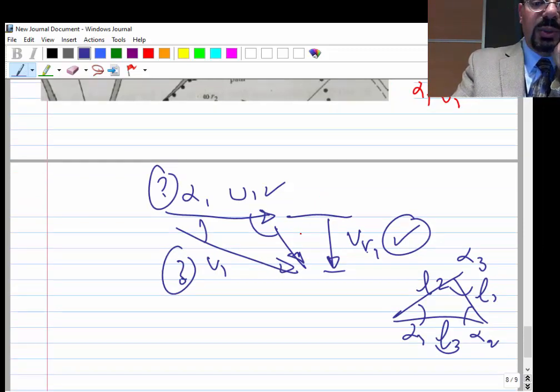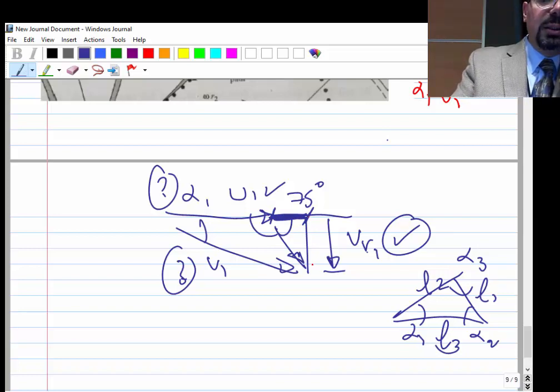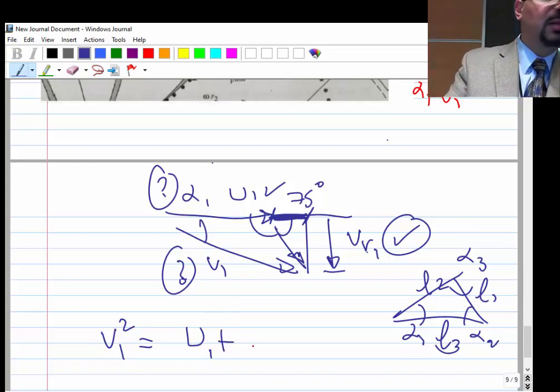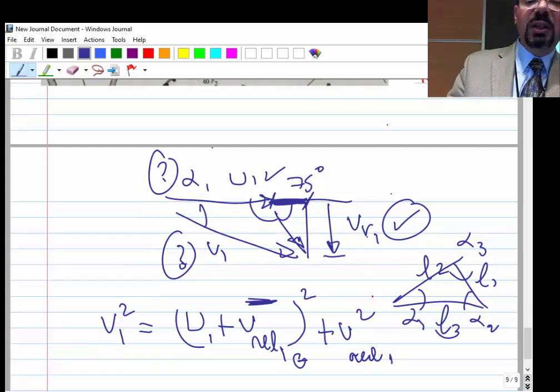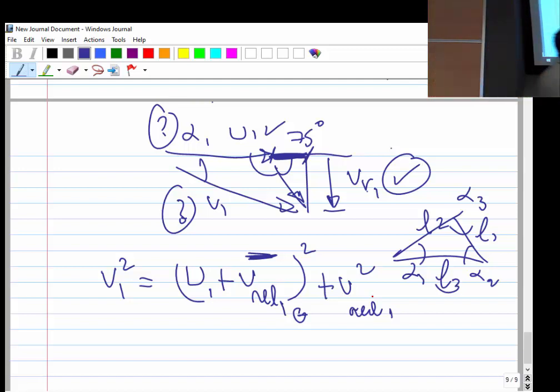So knowing this and knowing this, what else can we calculate? And knowing that this is 75 degrees, you can solve this triangle and get this. And if you know this, and you know U1, and you know this, of course you can get V1. So V1 squared is going to be U1 plus this part, V relative 1 theta, the horizontal part here, that part, squared plus V relative 1 squared. You got yourself V1. So now you can do the law of sines, because you got V1 and U1, and you can calculate the two angles.